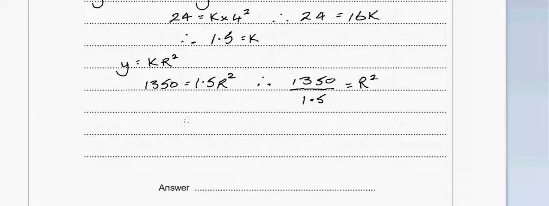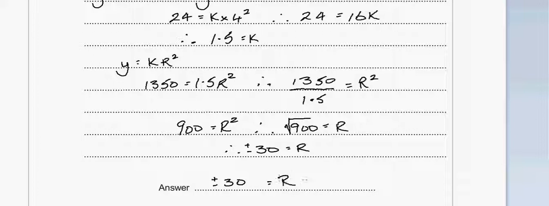So I can say 900 equals r squared. Therefore, now if r squared equals 900, then the root of 900 must equal r. Now if you put this in your calculator, you'll see that the square root of 900 is 30. So we can say that r equals 30. But what you've got to remember is that the root of any number is plus or minus. So I would say plus or minus 30 equals r.